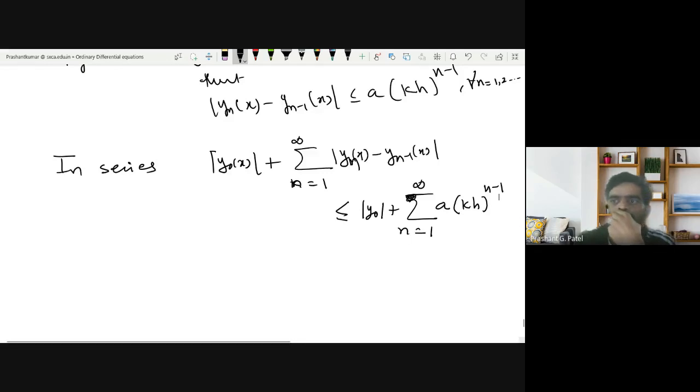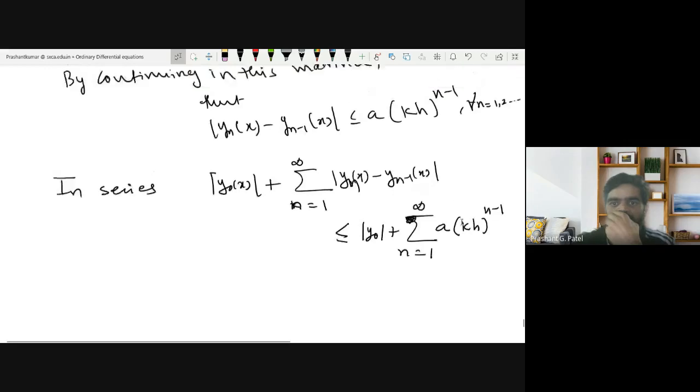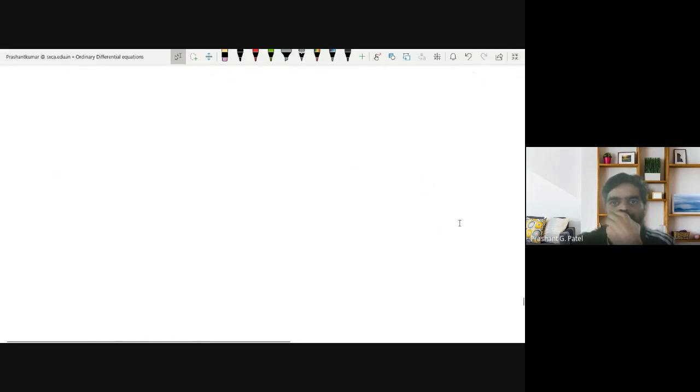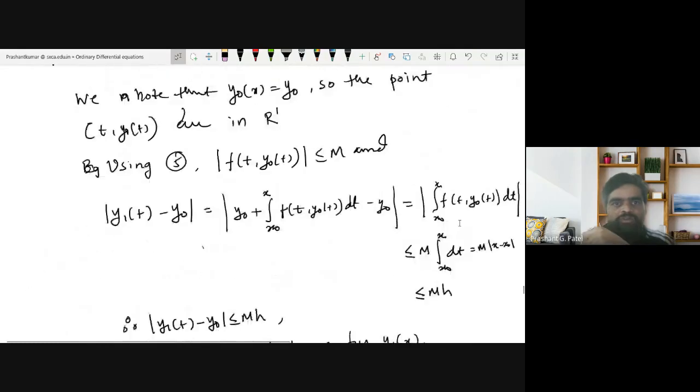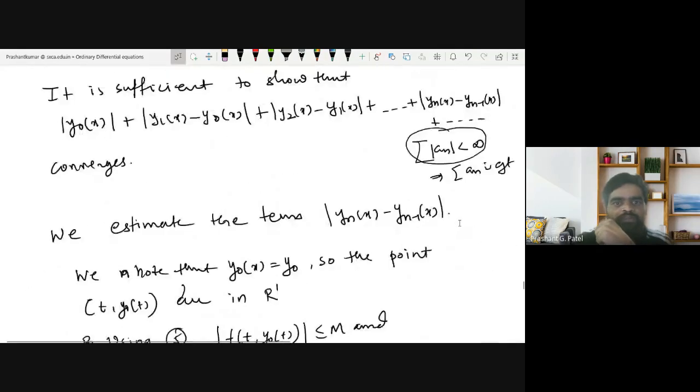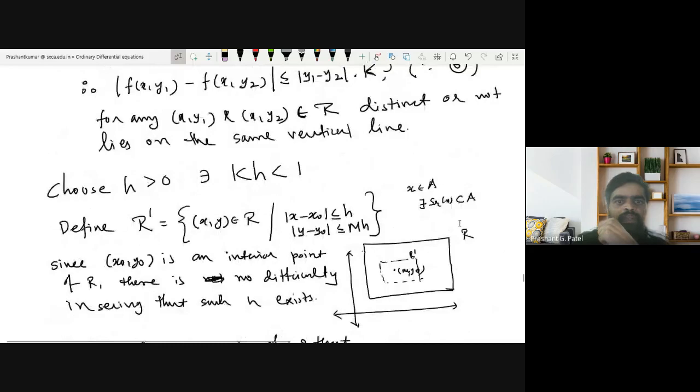Due to that, k into h we have taken is less than 1. We have chosen h in such a way that k into h is less than 1. This is the thing we can have. So this is, I can say, equation number 9.